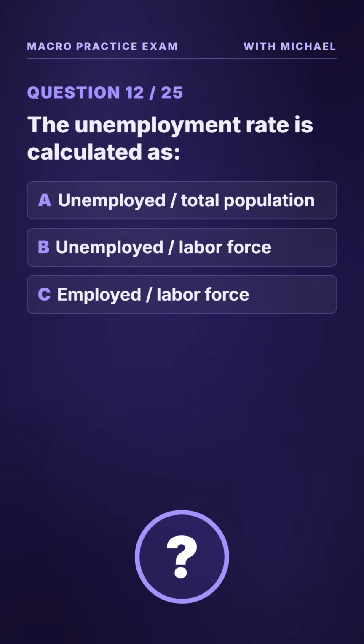Question 12. The unemployment rate is calculated as A. Unemployed / total population. B. Unemployed / labor force. C. Employed / labor force.